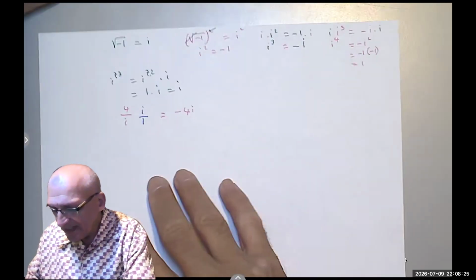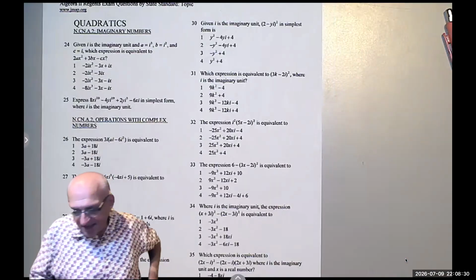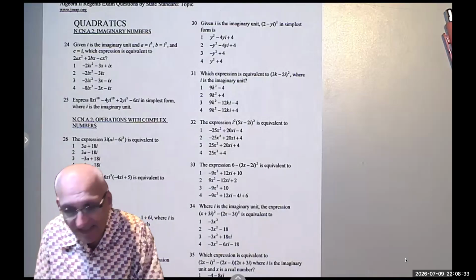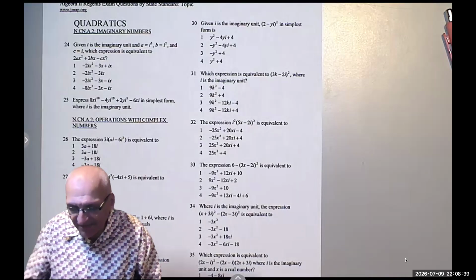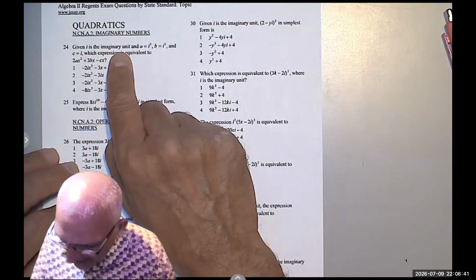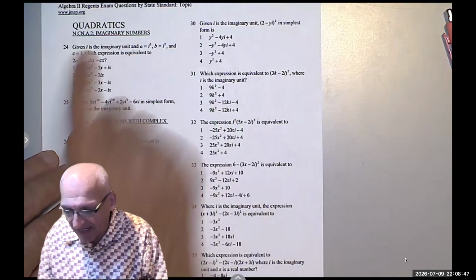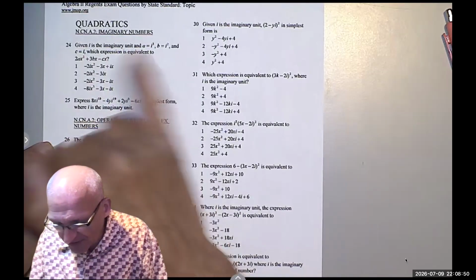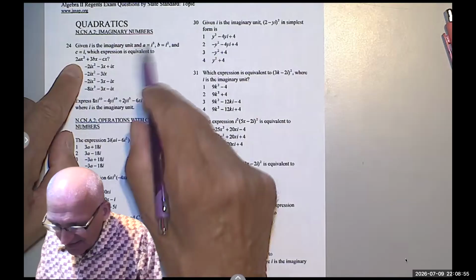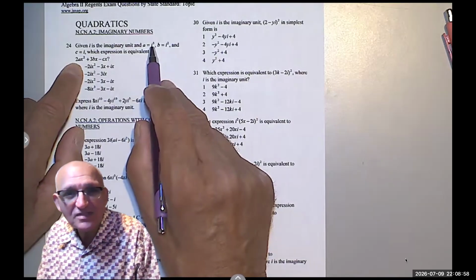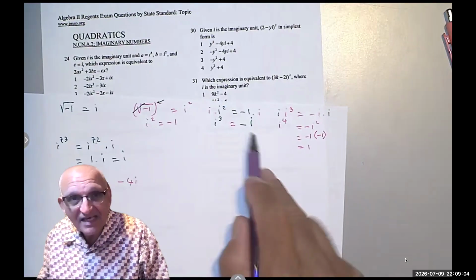Now, I have a worksheet that looks like problems that you may get about imaginary numbers in your Regents exam. So the first one says, given I is the imaginary unit and A equals I cubed and B equals I squared and C equals I, which expression is equivalent to this? So they tell you A is I cubed. But did you remember what we said about I cubed? I cubed is negative I.